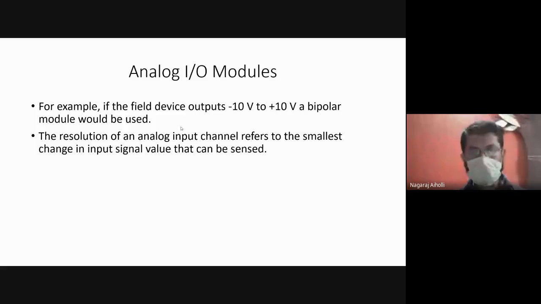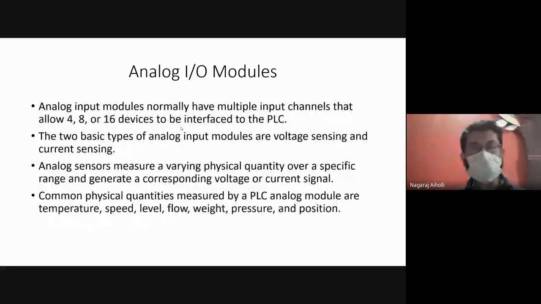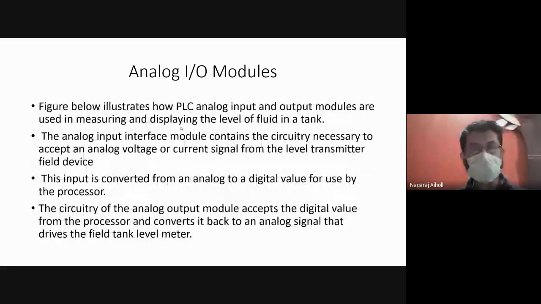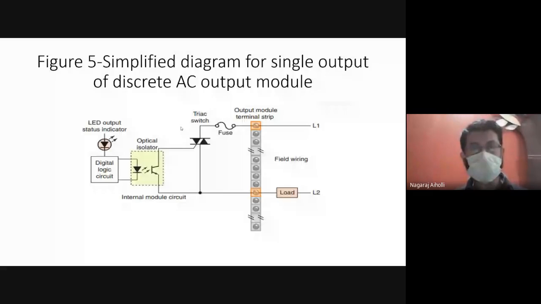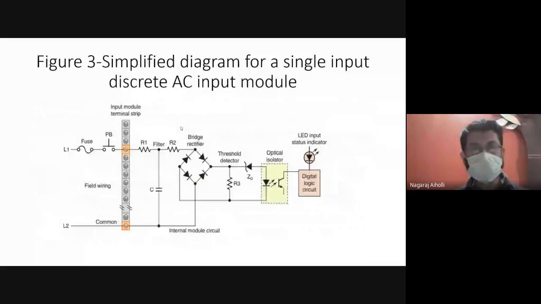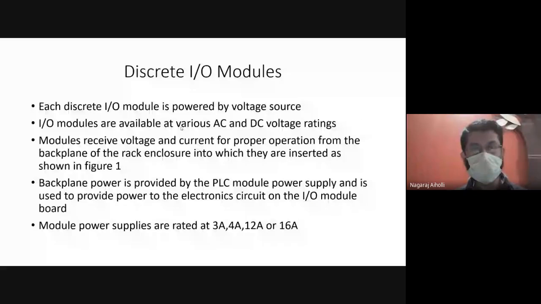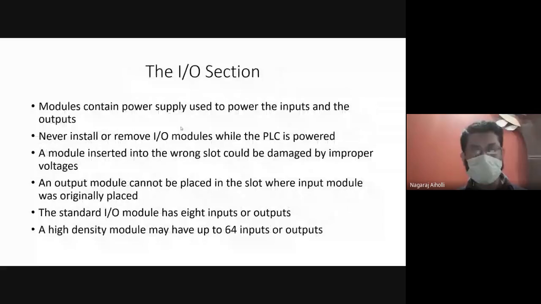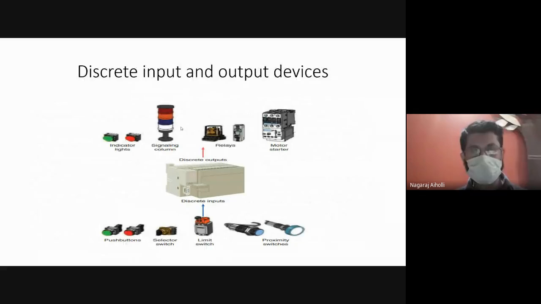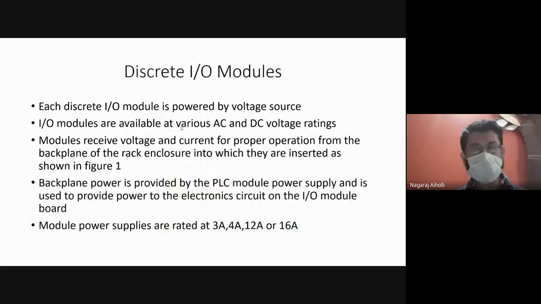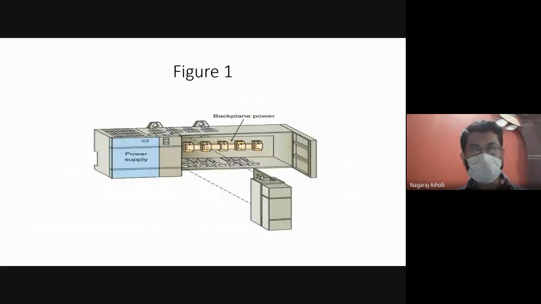That's all, students. In today's class, we have gone through various points, starting with the discrete IO module: the discrete input devices and discrete output devices. Then we discussed various points about the discrete IO modules. What is a PLC power supply block? How it transmits the power to the backplane, and from the backplane it is sent to the IO module.